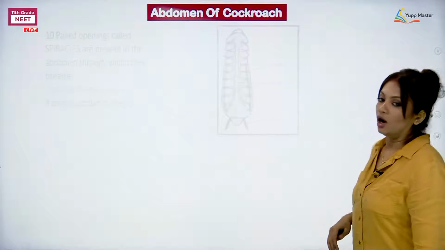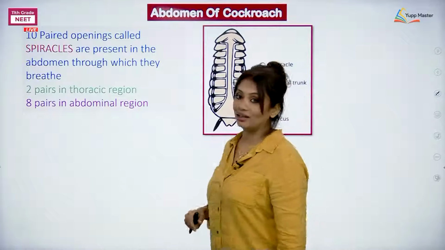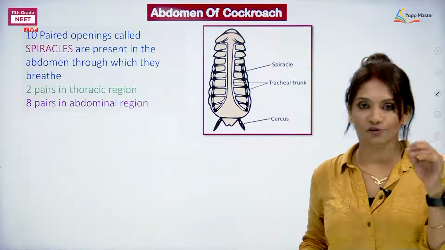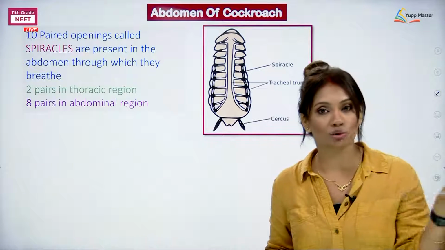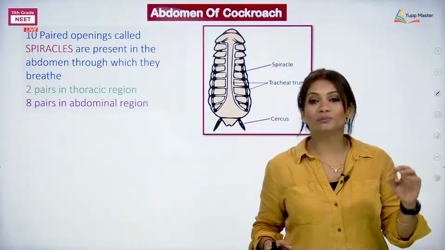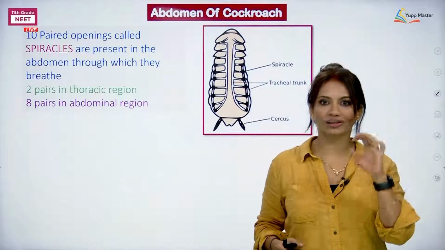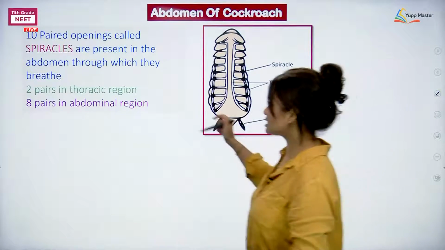Now also we see at the level of the abdomen that there are small openings present, and those openings are meant for respiration. We saw the whole head. We did not see a nose anywhere, right? So how is a cockroach breathing? It's breathing through these small openings which are present at the level of the abdomen and some at the thorax. They are called spiracles.